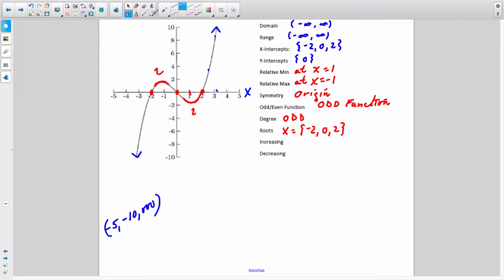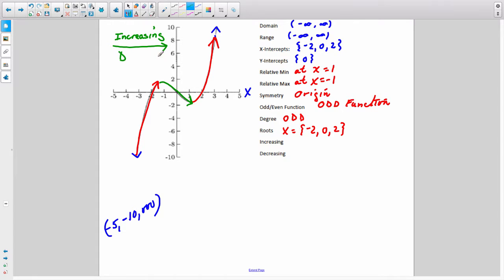Now, here's the part that's important. Where am I increasing? Where am I decreasing? When we judge increasing and decreasing, we judge it from left to right. So in that direction is how you can tell whether a graph is increasing or decreasing.